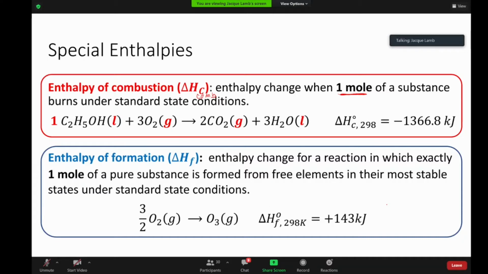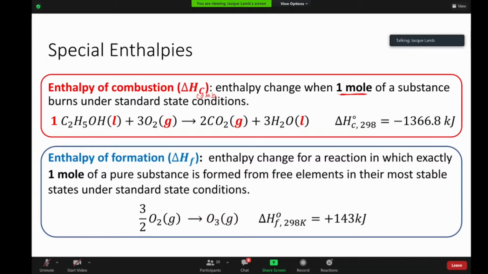And you can see here an example. This is the formation of ozone. And you can see that to form ozone, we have to use oxygen in its standard state, which is O2. So to form 1 mole of ozone, we need 3/2 of a mole of oxygen. So you'll get these from tables.